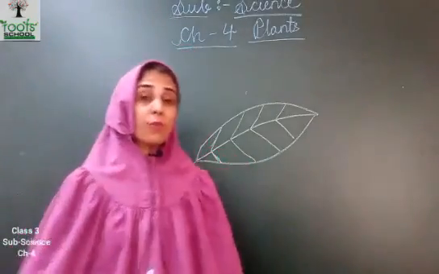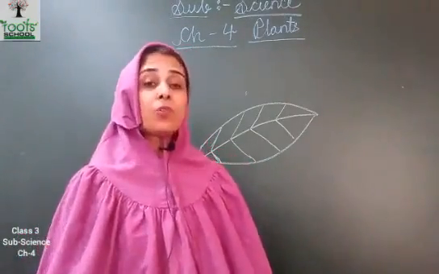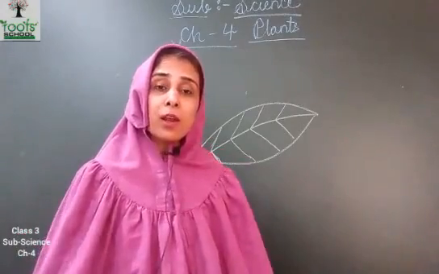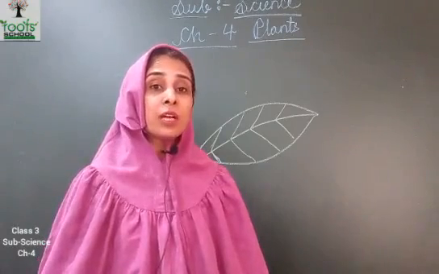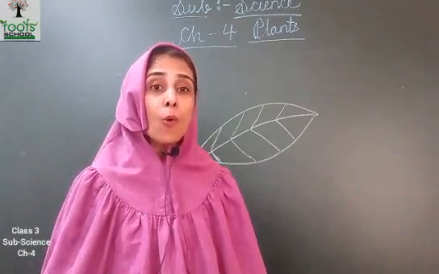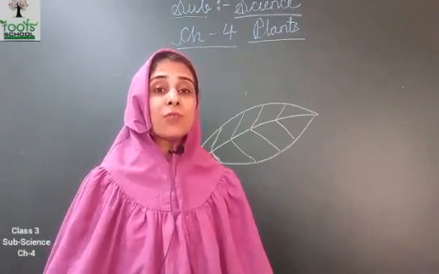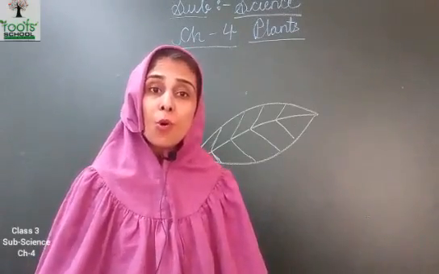Now leaf. We will understand what a leaf is. Leaves are usually green in color. Why is it green in color? Because of the compound called chlorophyll. A leaf consists of a thing which is called chlorophyll.